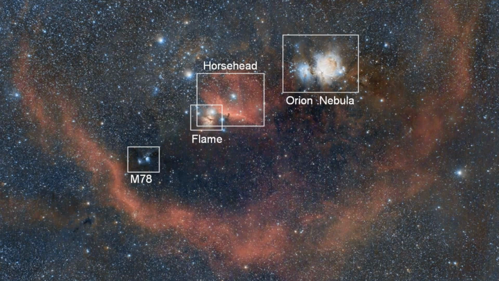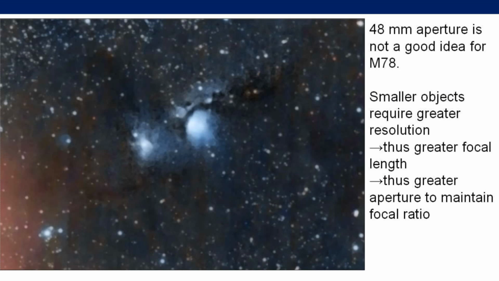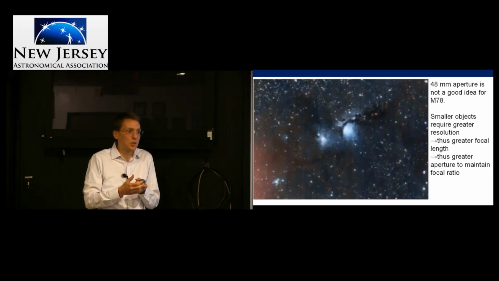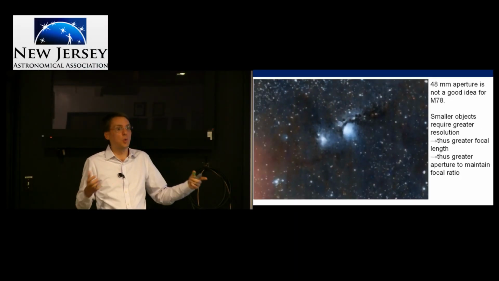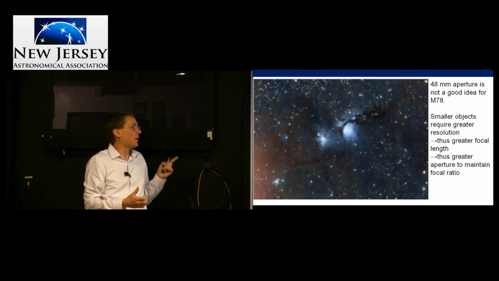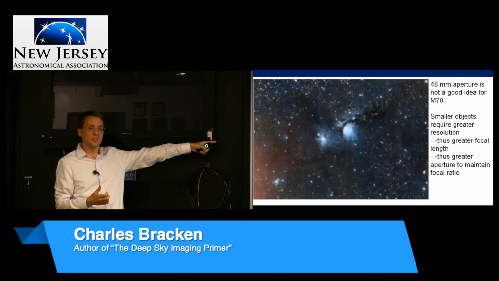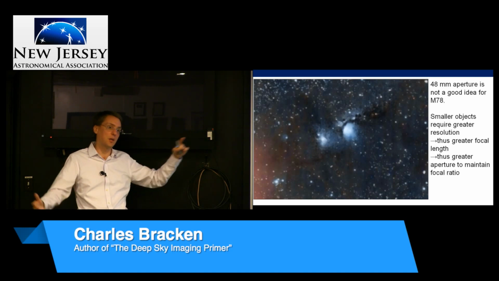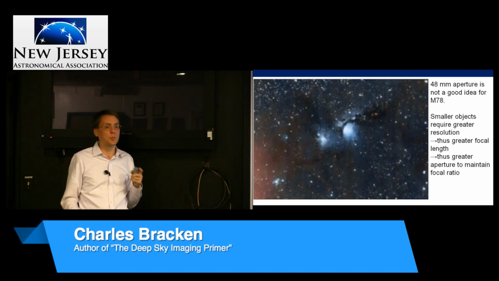Right? So let's take the smallest one here, M78, and zoom in on it. That's not going to win any awards on its own, right? 48 millimeters of aperture is not really enough to take an image of an object that small. In order to do that, you need a much longer focal length, which means you're going to need a much larger aperture to maintain the same focal ratio to get that same brightness, right? But the point holds that the brightness of this object, if you were to image it at f2.8 with a very large telescope with a much longer focal length and better resolution, with the same 2-hour exposure, would be the same brightness.